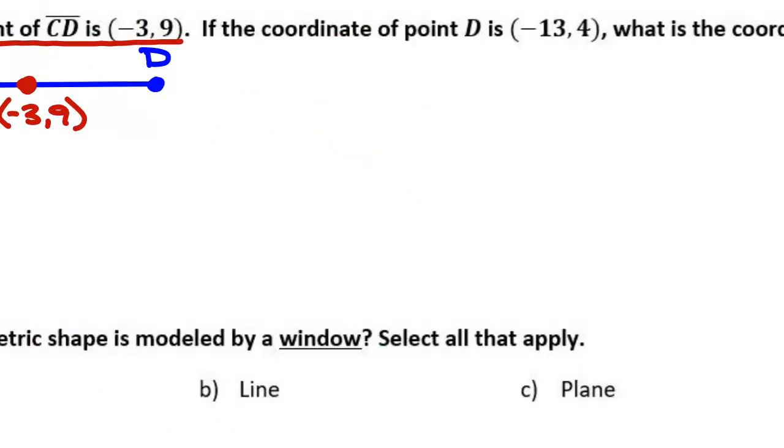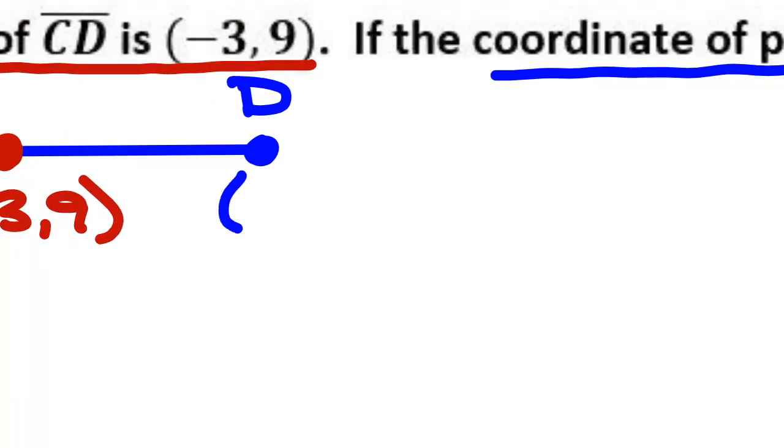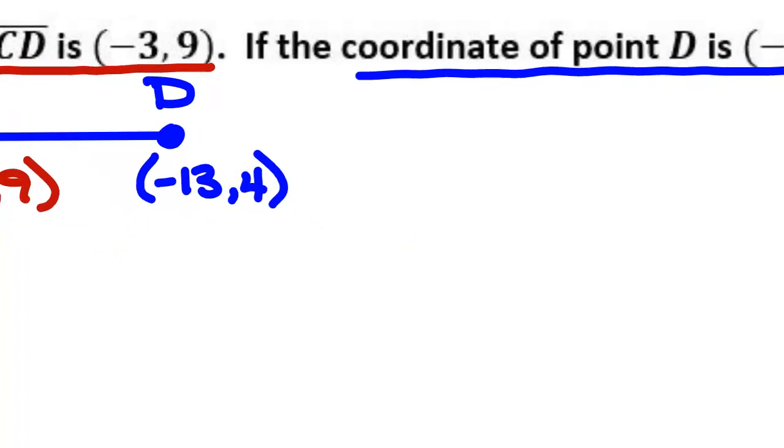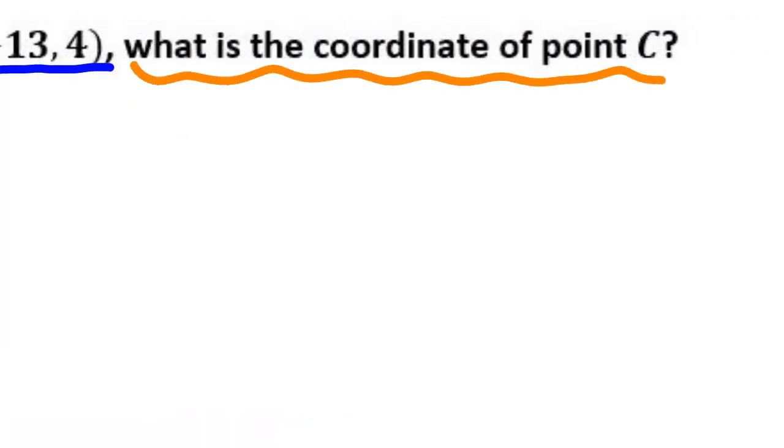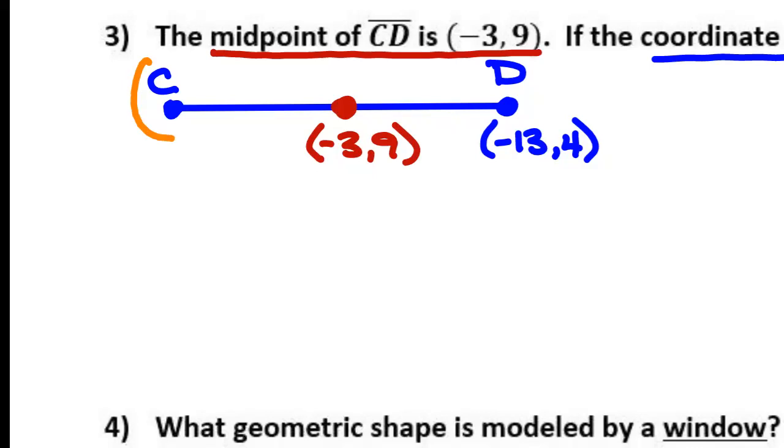If the coordinates of point D are -13,4, add that to my picture. What is the coordinate of point C? We don't know. We need to find that. So this is what we are looking for.